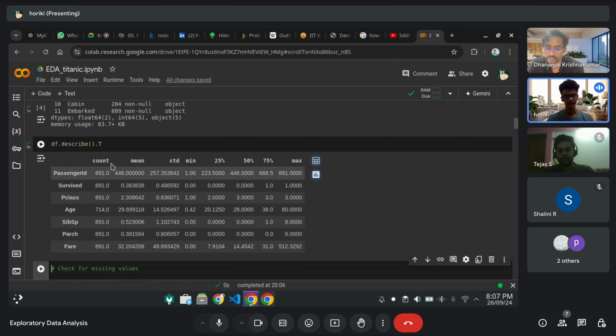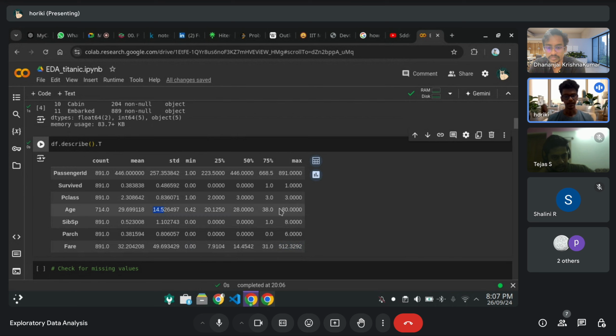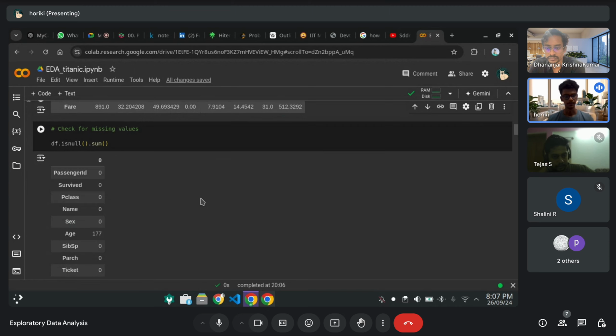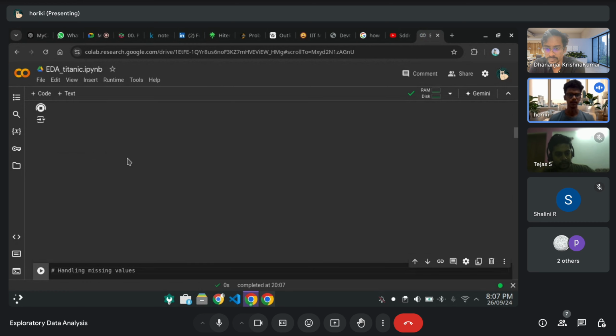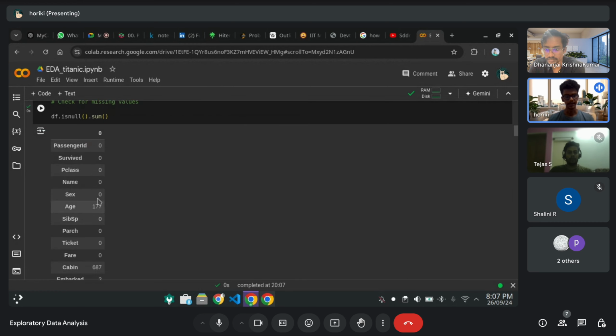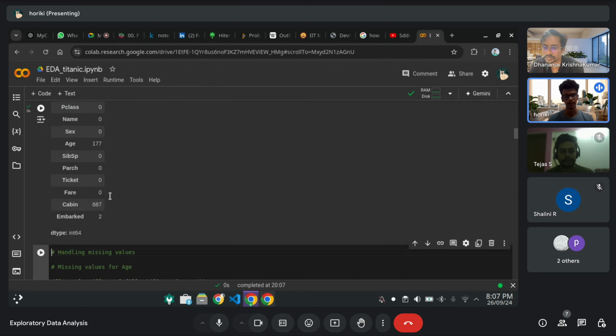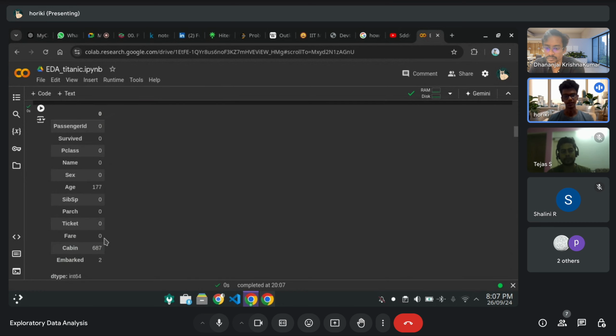As you can see, the minimum fare amount was 0. I think that's an error. The maximum was 512. So that's something. The minimum age was 14. The maximum age was 80 and so on. This checks for missing values in each column. As you can see, age has 177 missing values, but cabin has a lot, which is 687. Embarked has the fewest missing values, only 2.